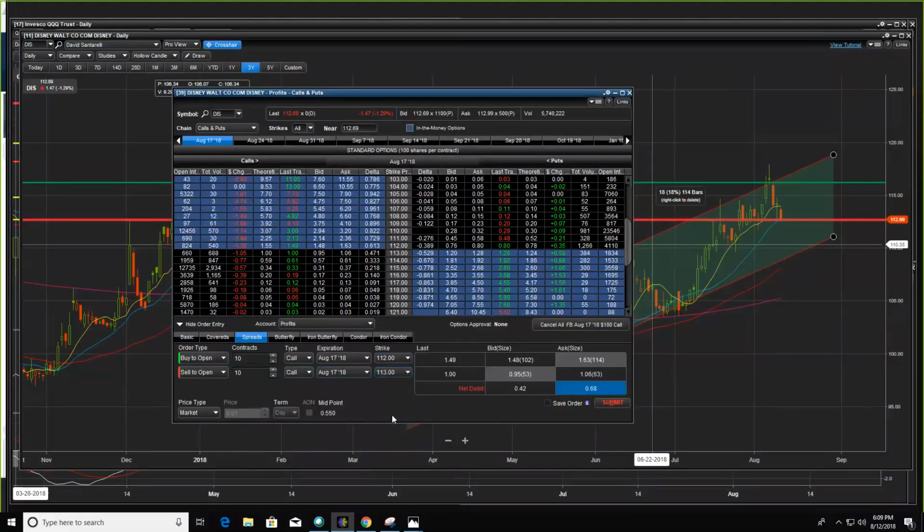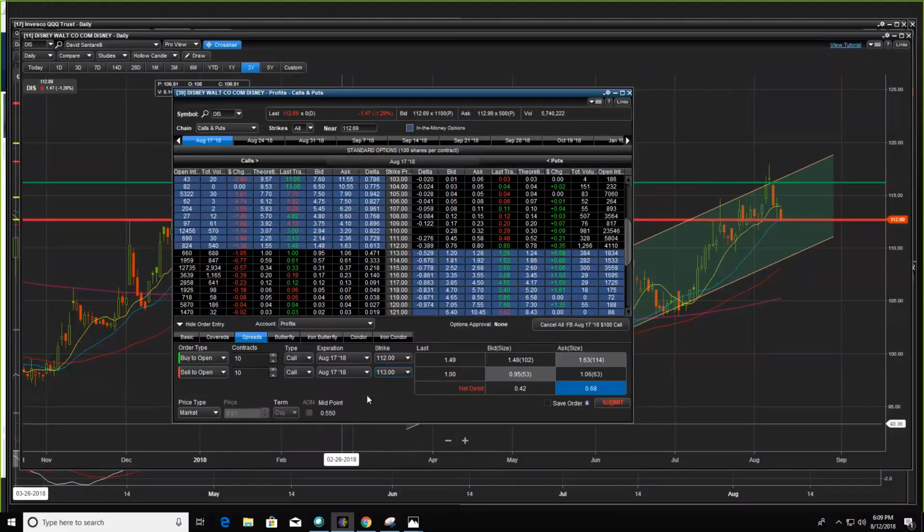So in this example, let's do the 112-113 vertical bull call spread for the August 17th monthly expiration. Okay, so as you see here, it's telling us we have a midpoint of 55 cents a contract. Okay, so it's going to cost us $55 for the single contract. The most you can make with a spread is the difference between the two strikes. So the difference between 112 and 113 is $1. So if you're only paying 55 cents for it to be worth $1, that's a max net return of 81%. So all you need is Disney above 113 a share by August 17th, and you're going to make that 81% return.